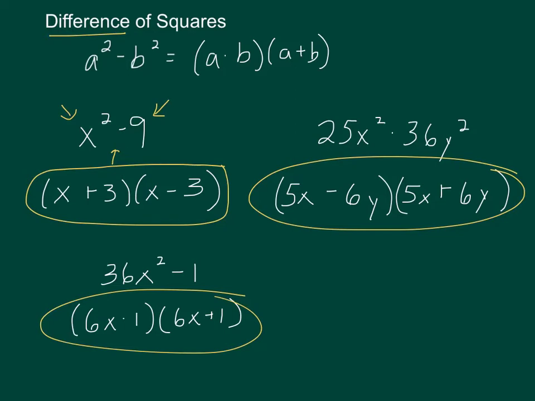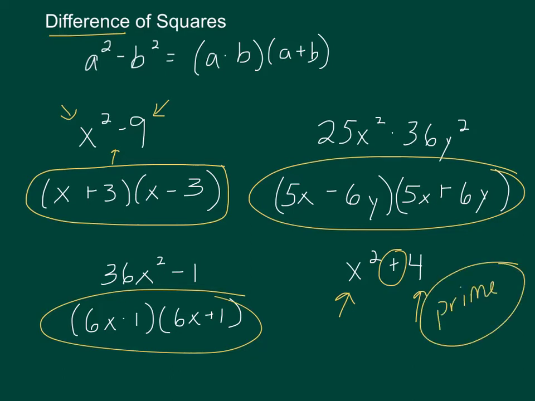If in a problem you have maybe x squared plus 4, when I look at this, I think to myself, yeah, I know the square root of x squared, and I know the square root of 4, but this is not a difference of squares. So this is a prime problem. Prime means it cannot be factored. You will not say no solution, you will write prime. And it's because there's not a difference of squares.